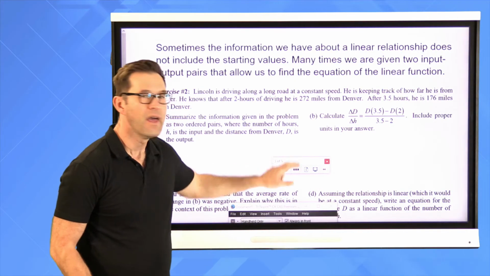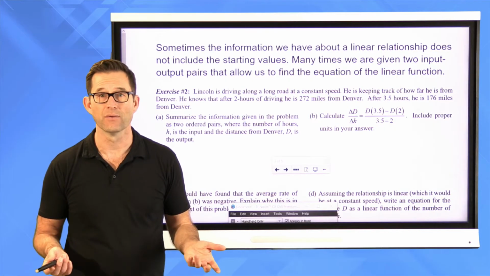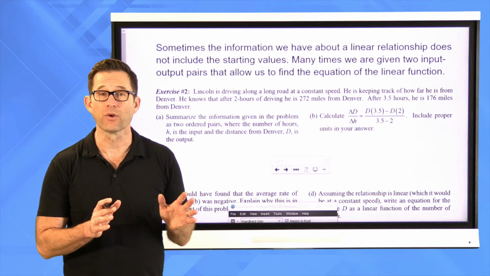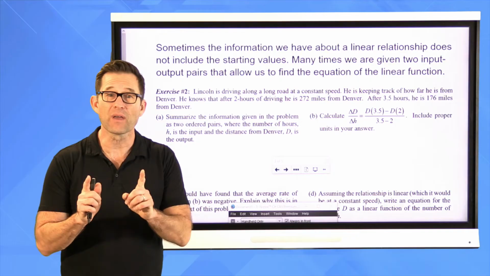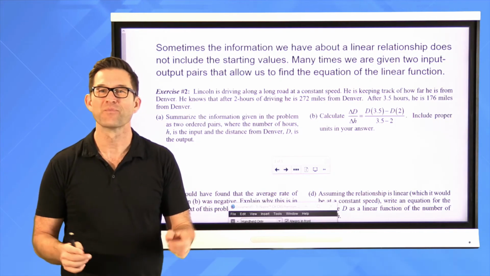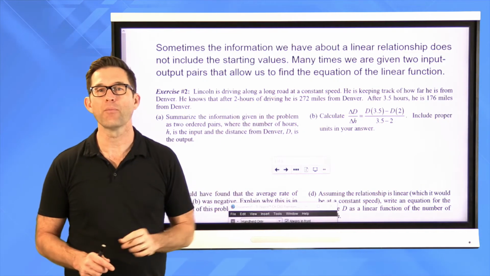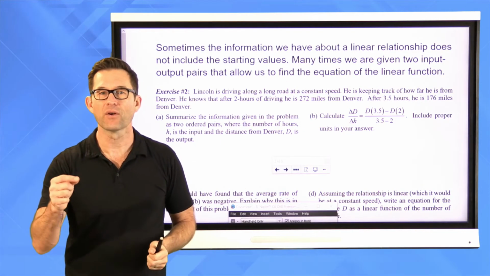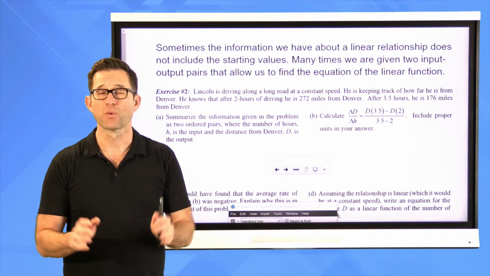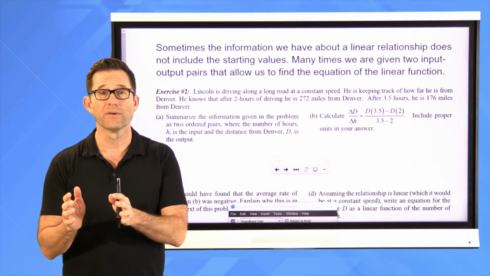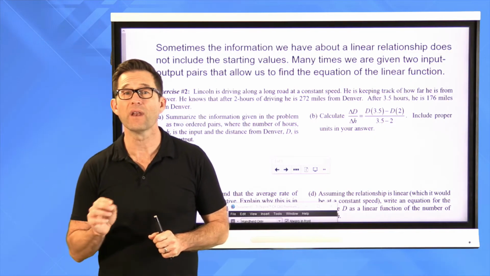Now, sometimes the information we have about our linear relationship does not include the starting values. In that last problem, we knew that Janine started with $450, and the great thing about that was it gave us our y-intercept right away. Many times, though, all we are given is two input-output pairs that then allow us to find the equation of the linear function. Remember, a couple lessons ago, we spent a bunch of problems where we took two xy coordinate pairs and came up with the equation of the line. Sometimes you have to do that even in applied problems.